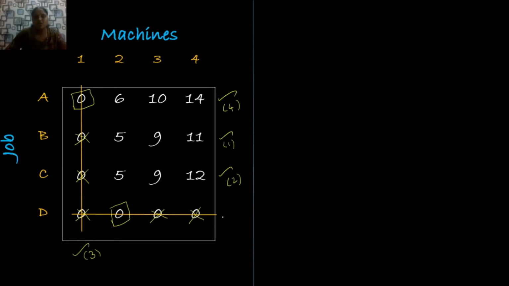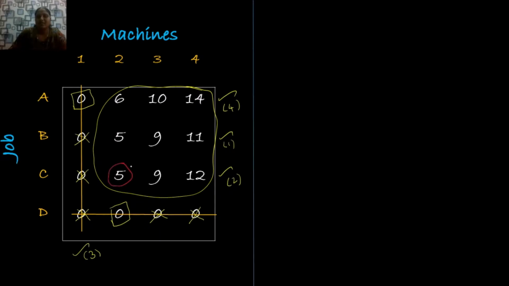So the last row alone is the unmarked one, whereas the first column is a marked one. After this, we have to choose the minimum element from all the uncovered elements. That is, we have to choose the minimum element from the elements which are not covered by any of the straight lines. Here, these are all the elements not covered by any of the straight lines. Among these, you have to choose the minimum. So 5 is the minimum element, isn't it?